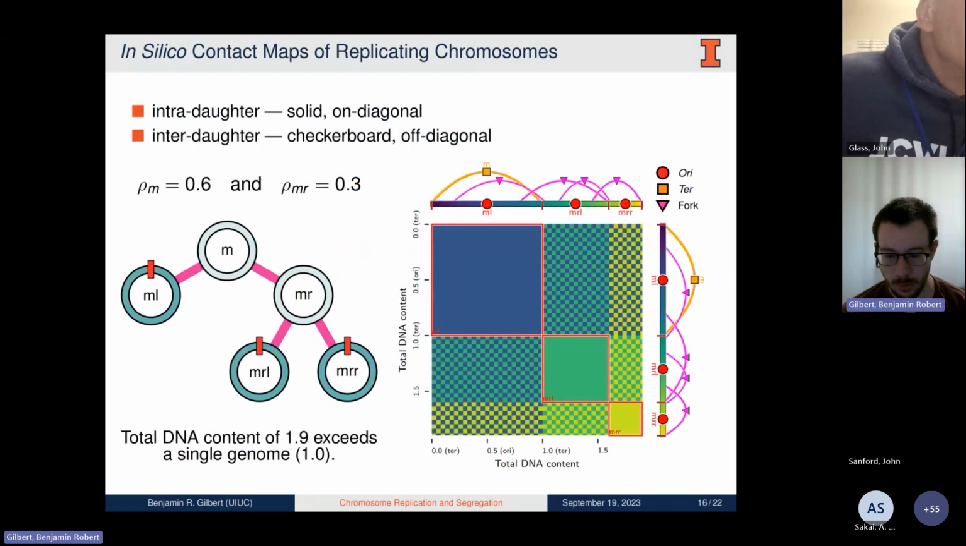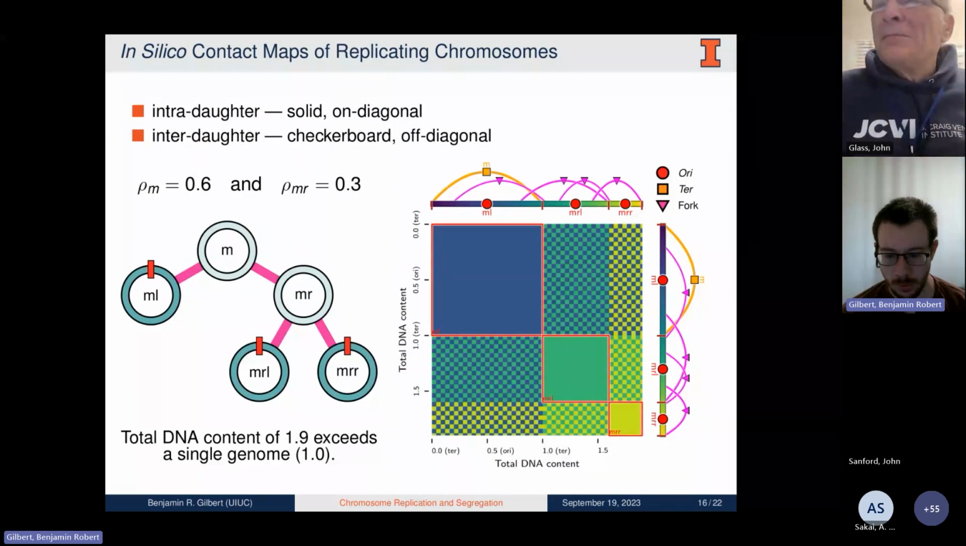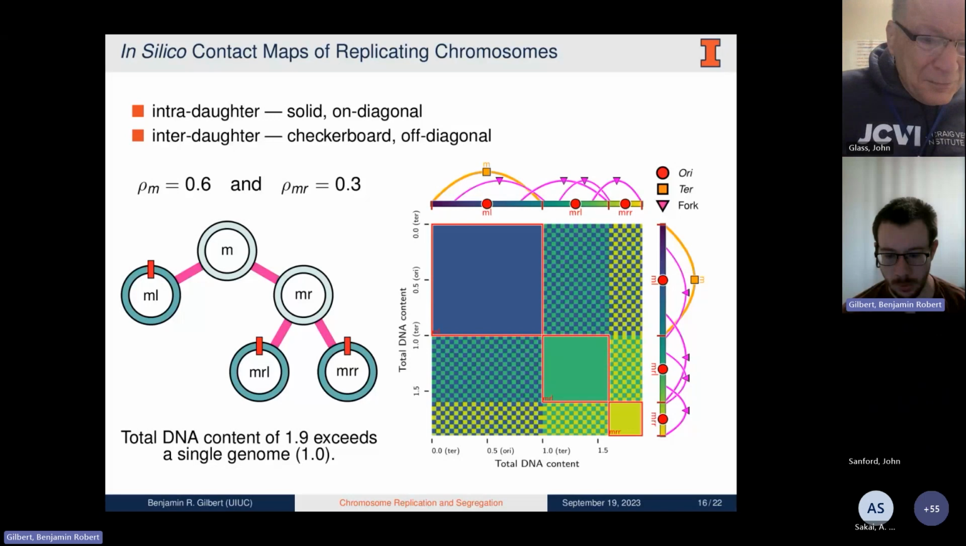However, in these in silico maps that I've modeled and presented, if we calculate a chromosome contact map, it's actually possible for me to distinguish between the intra-daughter interactions of a daughter interacting with itself, and the inter-daughter interactions of a daughter interacting with another daughter of the system. So that's what you're seeing on the right. So the solid areas are the self interactions, and the checkerboard areas off the diagonal are a daughter interacting with another daughter. And these would be completely indistinguishable by experimental 3C methods.